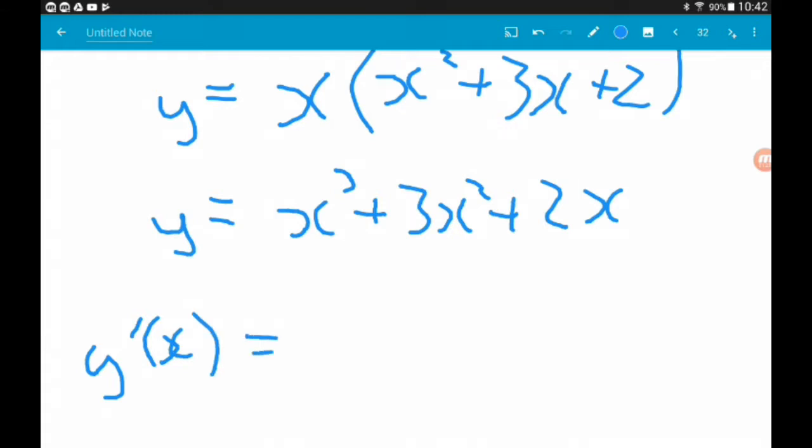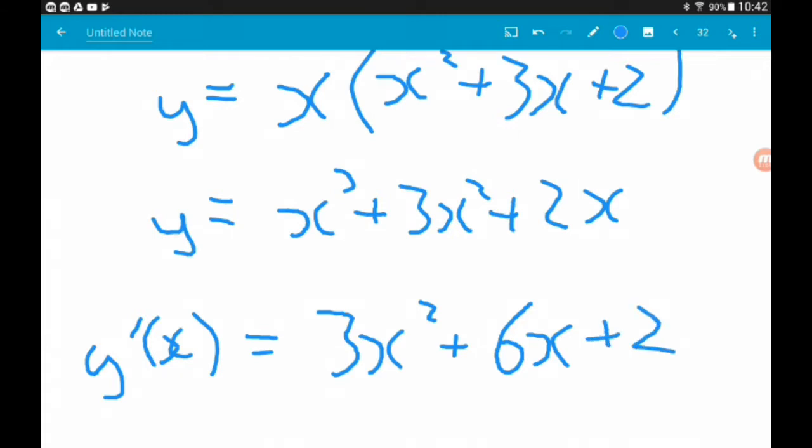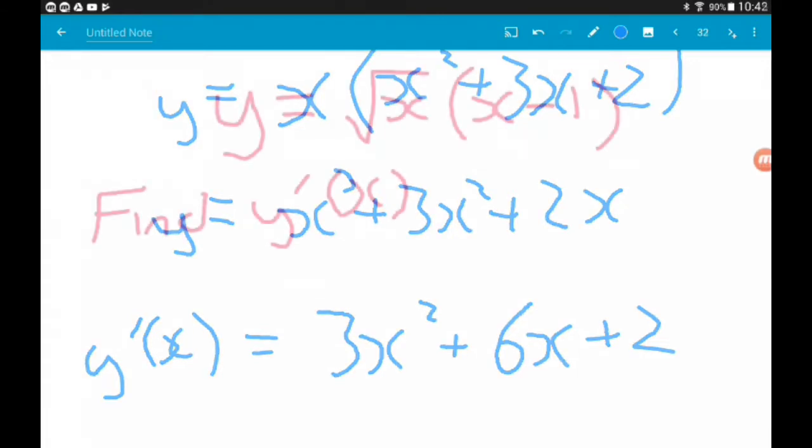So x cubed differentiates to 3x squared. 3x squared differentiates to, well, the 2 comes down and multiplies the 3. So we get 6x, and that's it. The 2 gets reduced by 1. And then 2x at the end differentiates to 2. So there's our gradient function, good times.